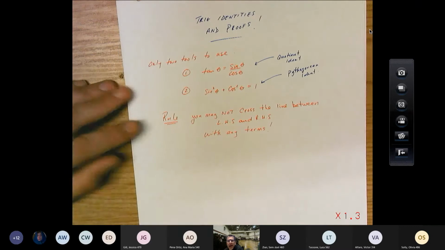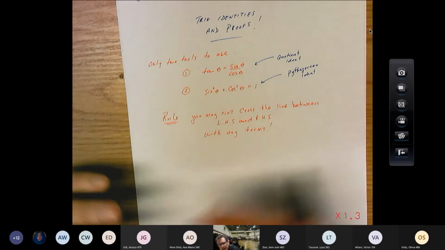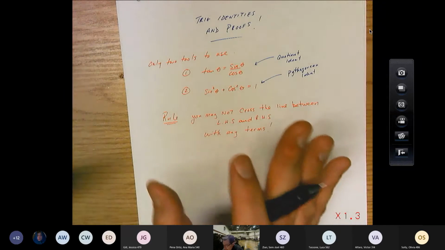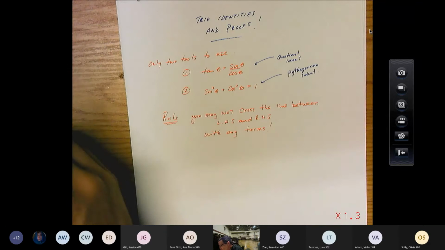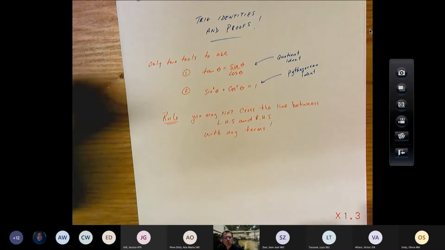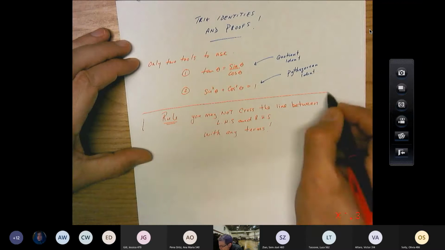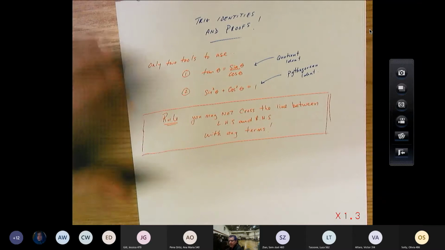So what that means is you can't take something from the left-hand side over to the right-hand side and something from the right-hand side over to the left-hand side. Whatever side it's on, you're done. And that's the only rule. You can think about that and use your own words any way you want, but that's it. That's the only rule to the game.